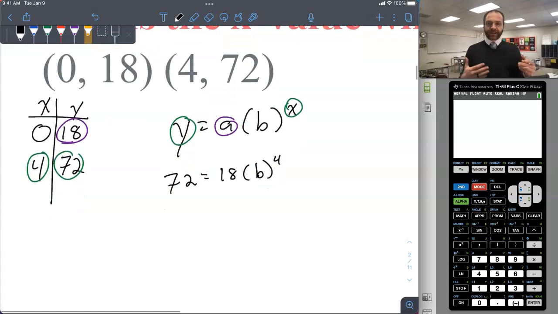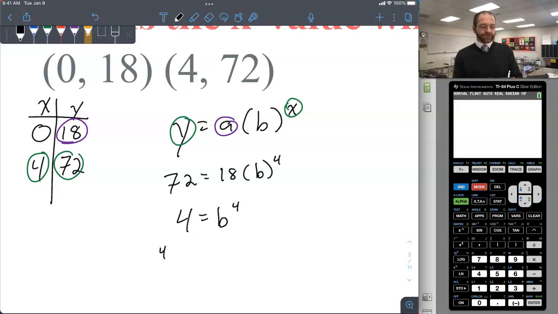So I'm going to isolate the variable. I'm going to divide both sides by 18. I know that 18 times 4 is 72, so the good news is that's 4. Perfectly. Well, I'm going to do the 4th root of 4. Now, be careful. The answer is not 1 for your base. You're going to have to go to your calculator.